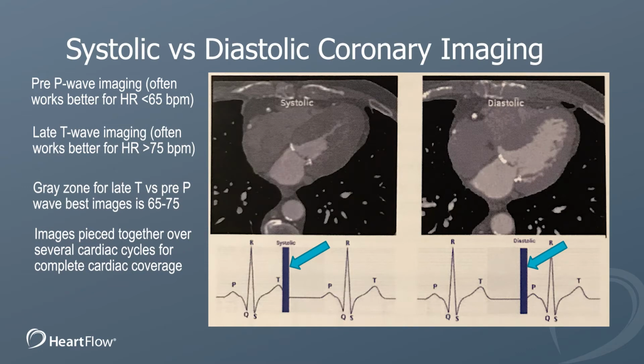In general, once we hit heart rates that are more than 75 beats per minute, we rely on a higher temporal resolution technique and imaging and reconstructing on the end of the T wave. However, low heart rate imaging is always the highest quality imaging if it can be achieved because it has the least amount of motion. So if we can image a patient pre-P wave on a low heart rate, those will generally be the highest quality scans.